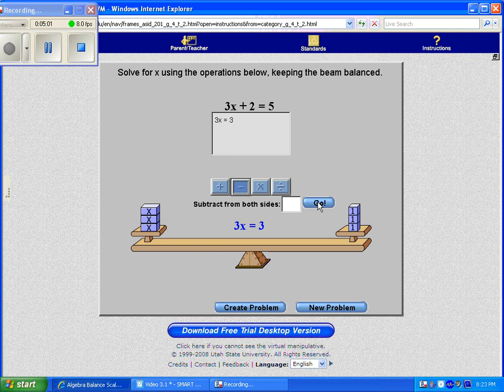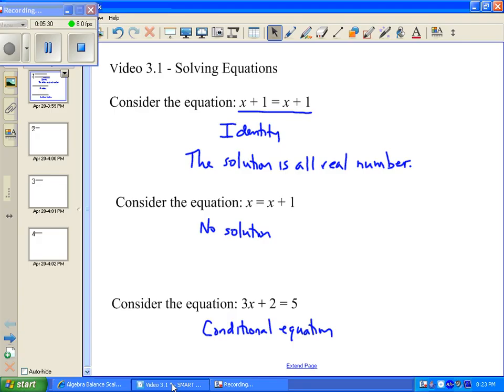Well, you see if I do that, notice both sides, the 2 is taken off, and so now instead of having 3x plus 2, I just have 3x. And instead of having 5 on the one side, I just have 3. Now, if 3x is equal to 3, then it makes sense to me that 1x is equal to 1. And how I would get that is I'm going to divide both sides by 3. And when I do that, notice now I get x is equal to 1. So whenever we're talking about equations, I want you to think about the balance scale.